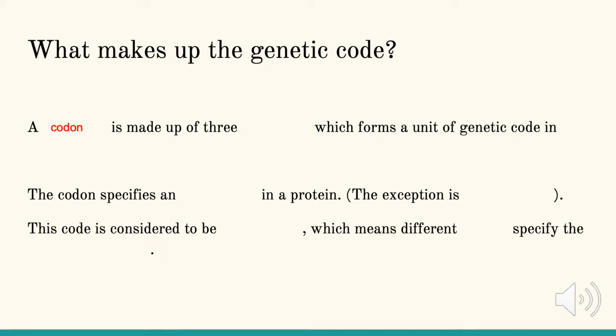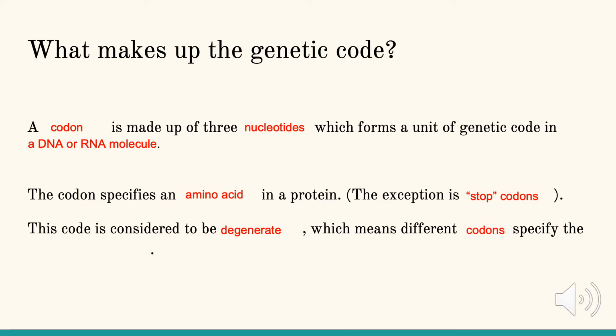A codon is made up of 3 nucleotides, which forms a unit of genetic code in a DNA or RNA molecule. The codon specifies an amino acid in a protein, and the exception is the stop codons. This code is considered to be degenerate, which means different codons specify the same amino acid.